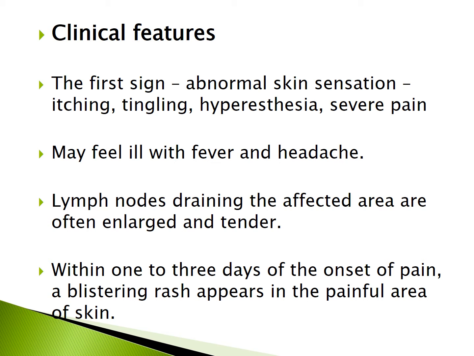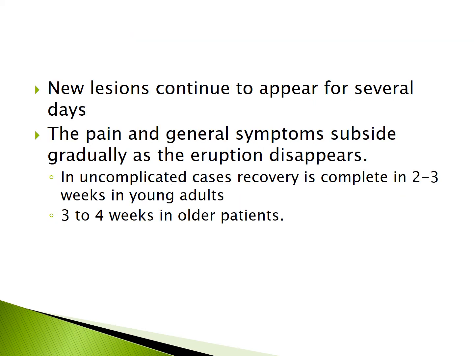Another major characteristic of the disease is the occurrence of acute neuritis, and that's along the pathway of the rash dermatome. About 25 to 50% of patients older than 60 get this post-herpetic neuralgia. New lesions appear for several days. The pain and the symptoms usually start to gradually subside as the eruption disappears. The rash begins as an erythematous area, then changes to papular lesions, and over maybe a 3 to 5 day span you'll see them pretty pronounced, and then they'll start to dissipate.